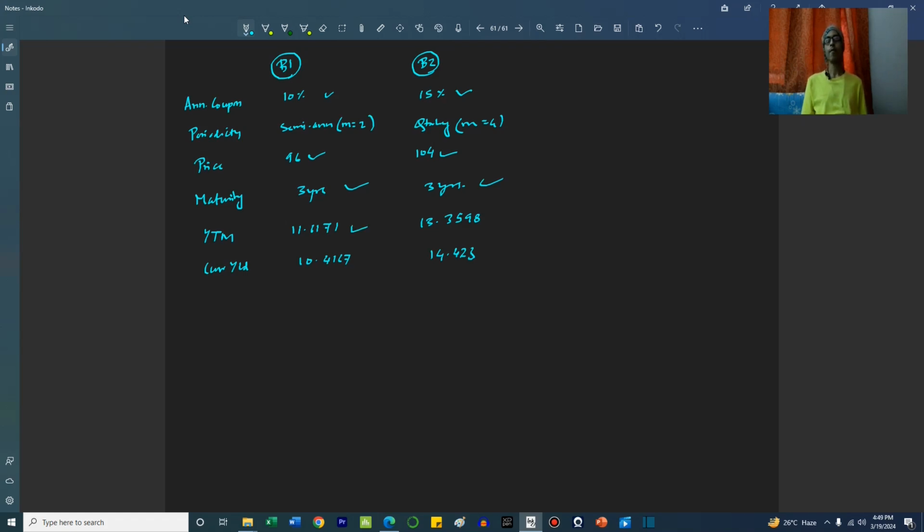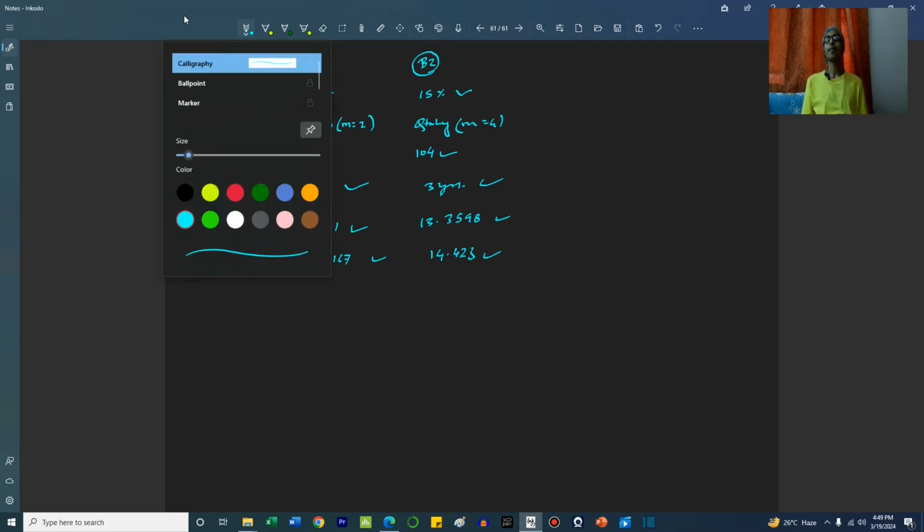Now we have to find out which bond is riskier and what is the compensation it is giving for the risk. Now, from this we cannot compare the riskiness. First, to measure the riskiness, the periodicity has to be same.